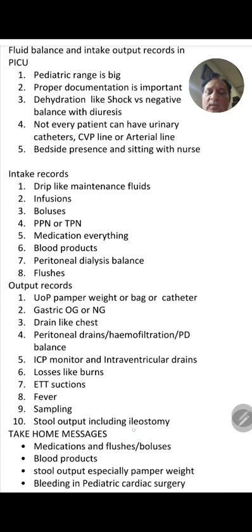So what are the take home messages? The most important mistakes: people are not calculating medication, flushes, boluses, blood products. Regarding output, stool output is very important, especially if you are doing pamper weight, it can misguide you. And be aware of bleeding in pediatric cardiac surgery patient. They can bleed very quickly and go into the shock.